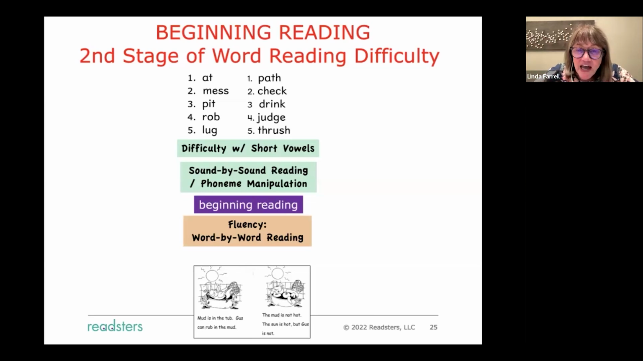So this would be the kind of text that they would read. You can see: Mud is in the tub. Gus can rub in the mud. Word by word reading is exactly like I said before. Mud. Is. In. The. Tub. That's it. You go back, you have them read it a second time, a third time, a fourth time. And this is where repeated readings will help them. First, you have to get the accuracy. Then you work on the rate.